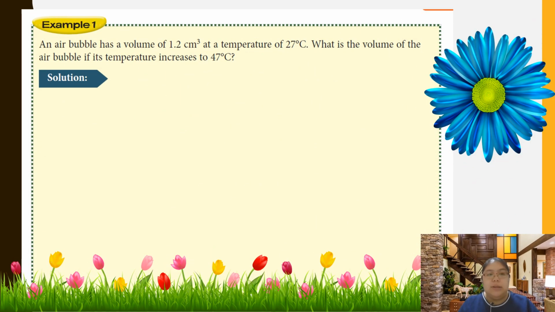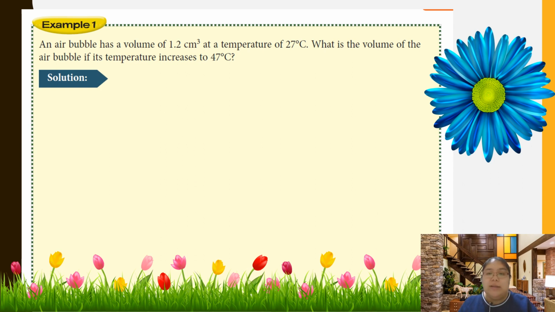Okay, let's see the second one. A bubble has volume. They show you the volume 1.2, temperature 27. So this one is related with the temperature, so it's not Boyle's law. Now we're going to see volume and temperature. So it's Charles's law.